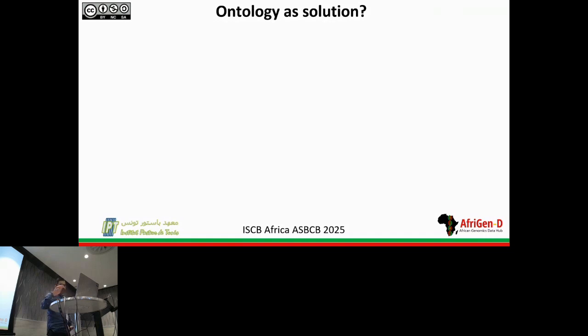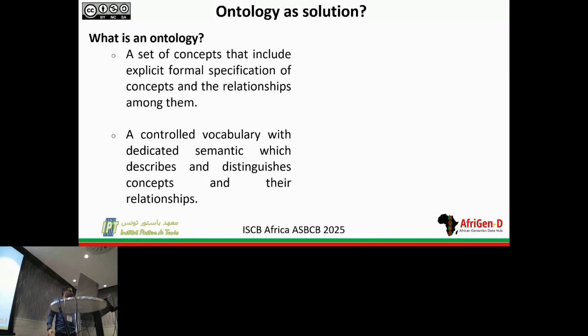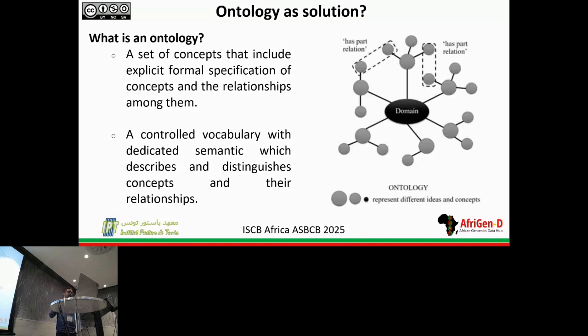So the ontology is a set of concepts that includes an explicit formal specification of a concept and the relationships among them. The ontology is based on a controlled vocabulary that has semantics and a controlled definition. It is based on some kind of hierarchy, and in this hierarchy there is the domain and there are different terms. Each term has to be defined, and sometimes you have a relationship between these terms, and this relationship is also defined.